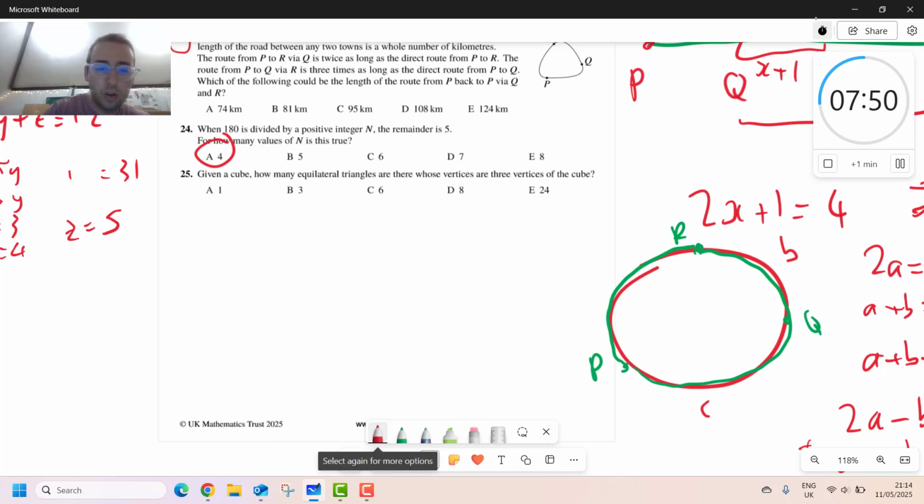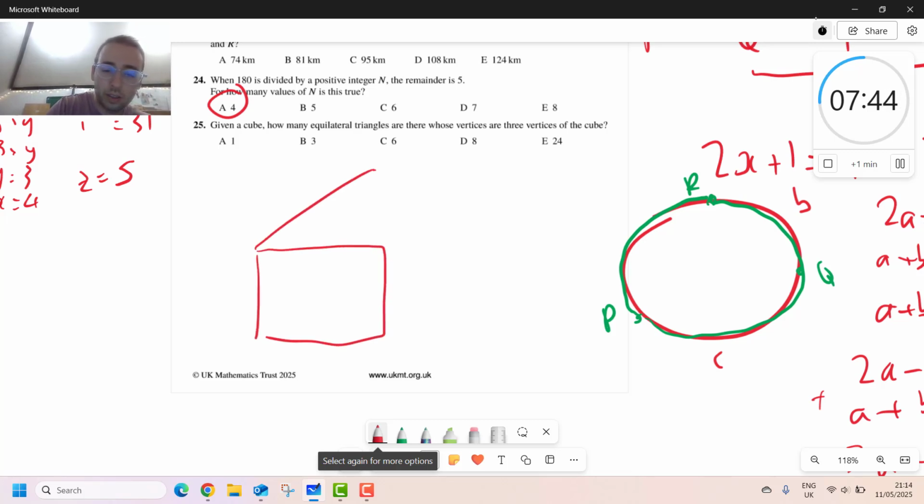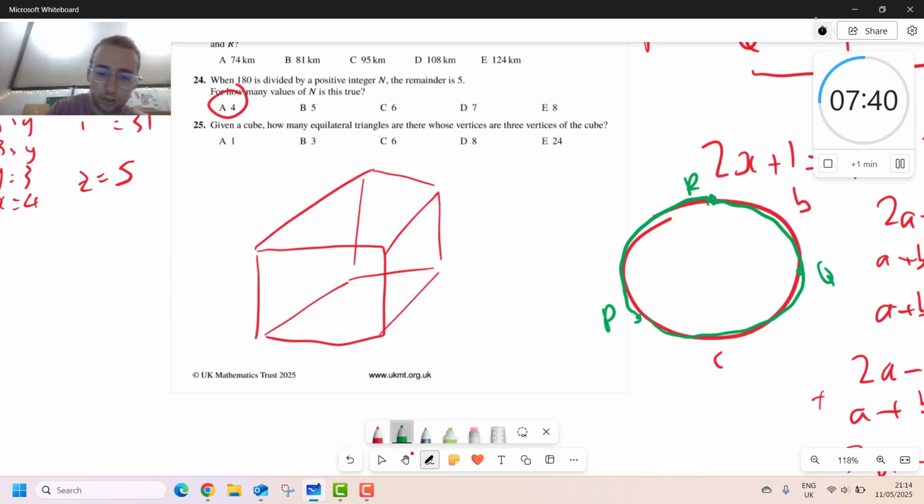Given a cube, how many equilateral triangles are there whose vertices are 3 vertices of the cube? Whoa, I've got no idea. Seems like the answer would be 0, but I don't know. But then why would they ask that? Let's say go there.